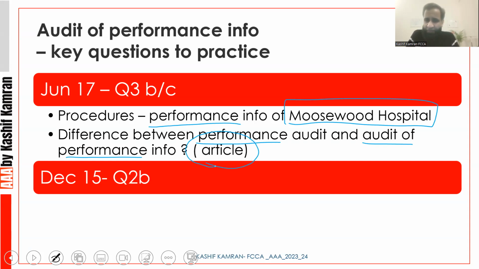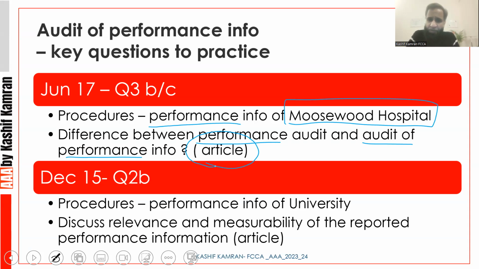Then in the December 15 paper, question number 2B, procedures on performance information of a university. And this was a public sector university. It was written in the case study, public sector university. Again, the data was given, you need to perform procedures on that, and discuss the relevance and the measurability of the reported performance information. Now, what is relevance and what is measurability of the reported performance information? This is something given in the article, knowledge.